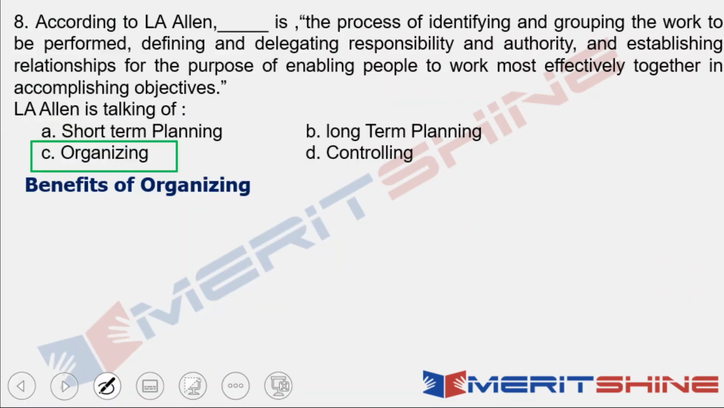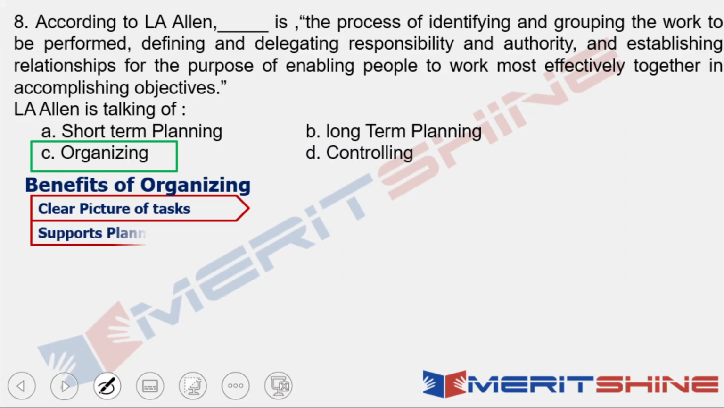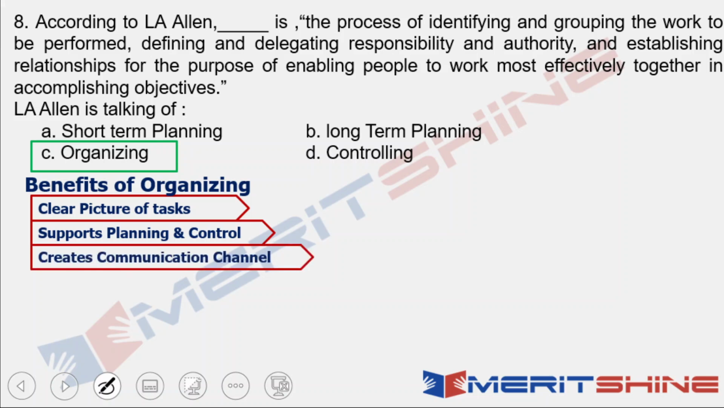Let's move on to the explanation of the benefits of organizing, because this particular question is about organizing. Whenever I am taking a new topic in a question, I launch into an explanation for that. So what does organizing do? It gives clear pictures of tasks; what you need to do is clarified. Then it supports planning and control. From planning you come to organizing, and from organizing you go to control, so it's an intermediate step.